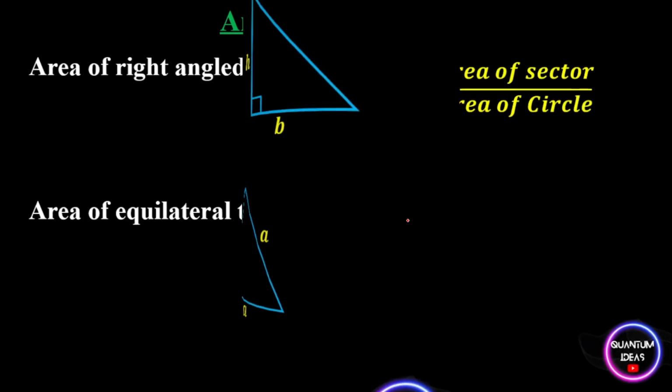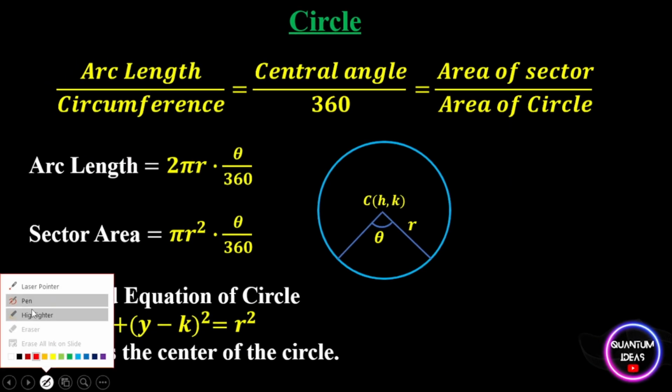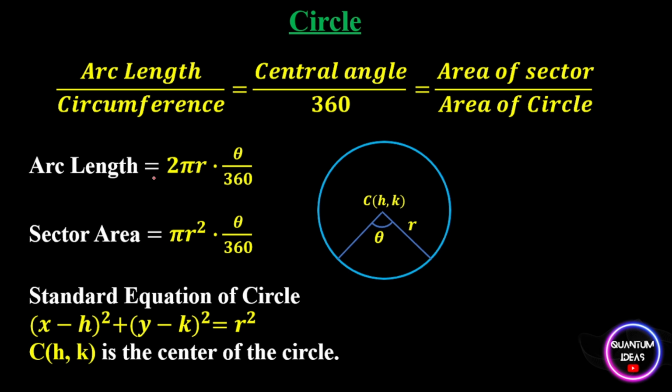Okay, so the next one is the circle, one of the very important ones. In a circle you have to understand these ratios. The ratio of arc length divided by the circumference is equal to the central angle divided by 360 degrees, which is equal to the area of the sector divided by the area of the circle. This ratio will be very important in solving circle problems. So the arc length formula is 2 pi r, where r is the radius of the circle, times theta by 360 degrees. This theta is the central angle.